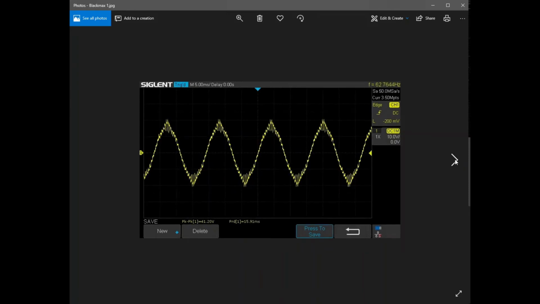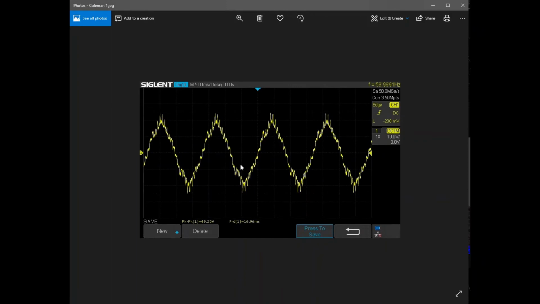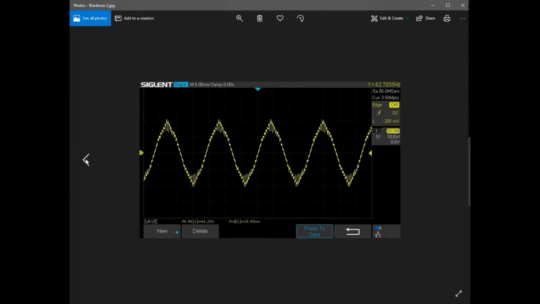Looking at the BlackMax again, it's a pretty consistent curve, pretty consistent amount of noise in the peaks, high and low. I think this screenshot here was just at the second phase. And the Coleman obviously is noisier all the way around. So if you were going to be running any sensitive electronics, the Coleman would be my last choice here.